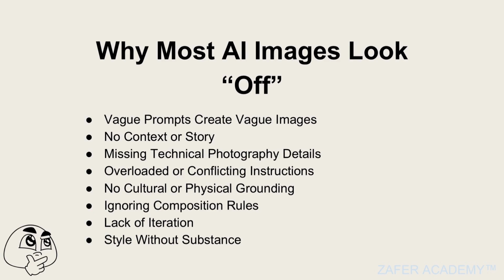The next thing is no context or story. When you're trying to generate an image, you should provide a context and a story. AI works best when you have the context and the story of that image behind it. For example, let's say you want to generate an image of a boy playing in the sand. You have to provide the story of the boy, the story of the scene, the story that the image is trying to tell.